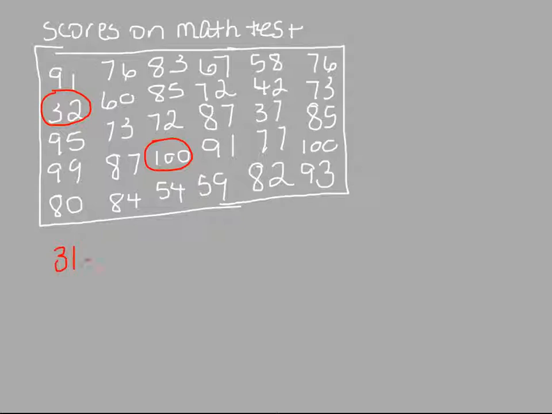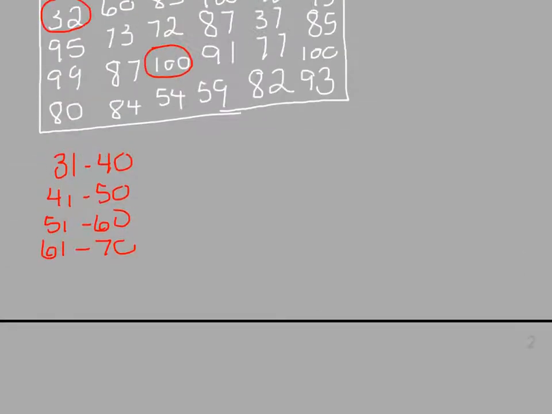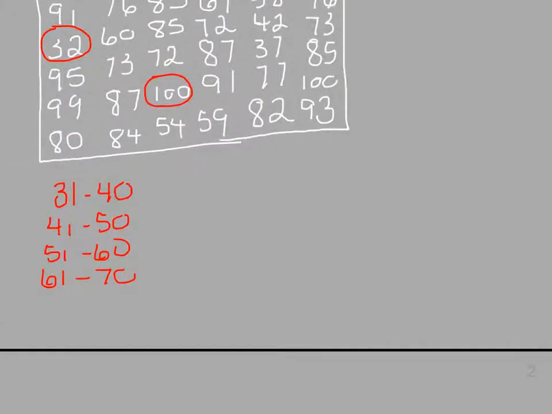So I'm going to have 31 to 40, 41 to 50, 51 to 60, 61 to 70, and I'm running out of room. Let me do this on the next page. No, I want it on this page. So I'm going to have to move these up a little bit and squish it a little bit better. I will make my pencil thing smaller. There we go. So let's try this again.